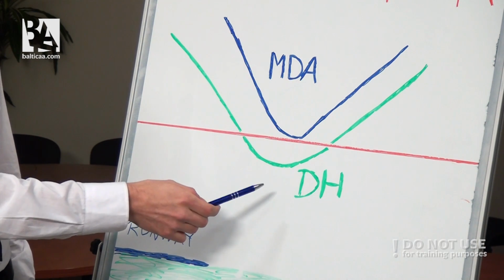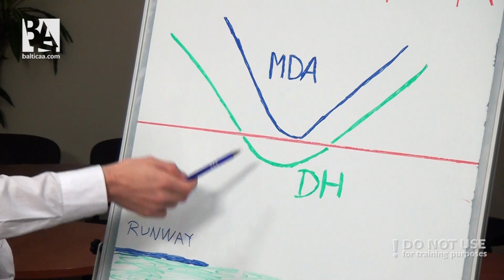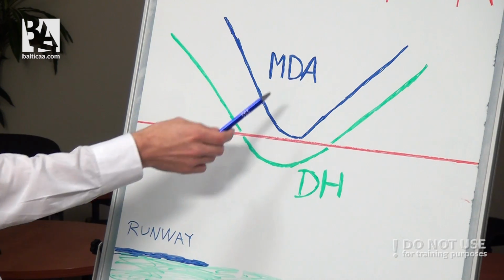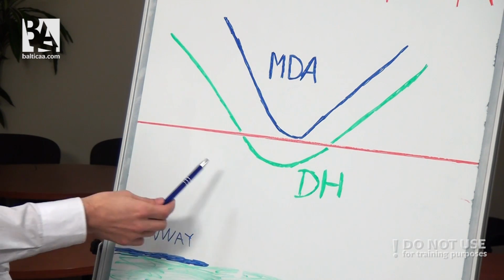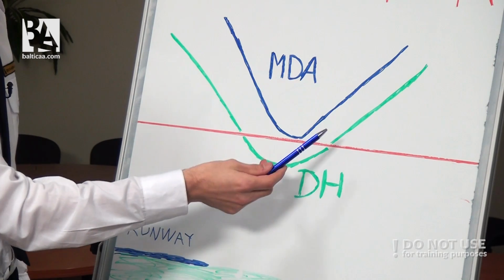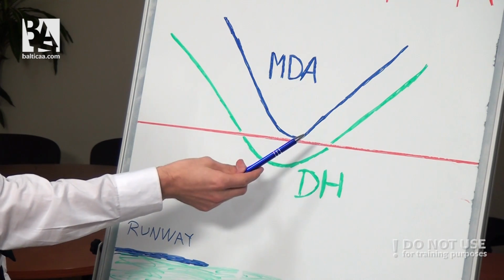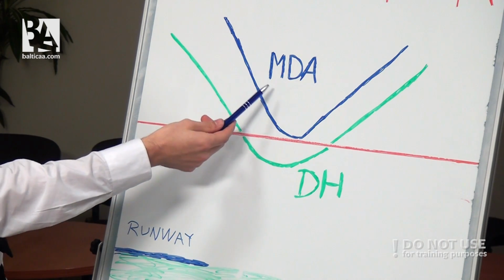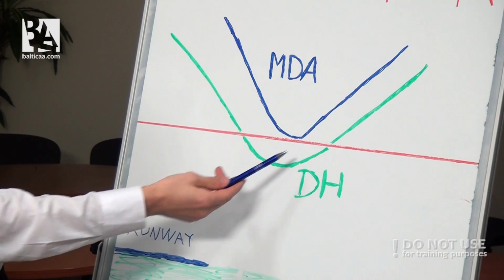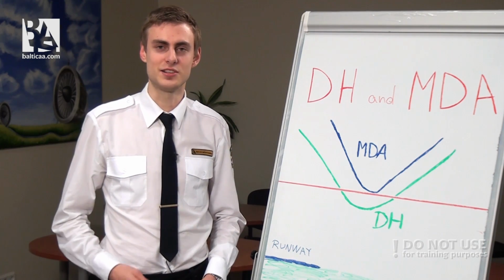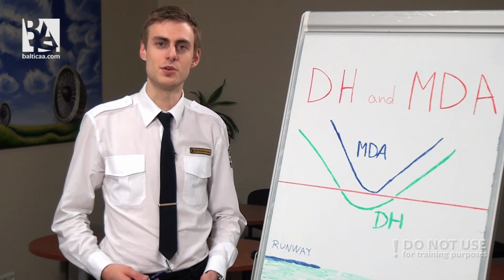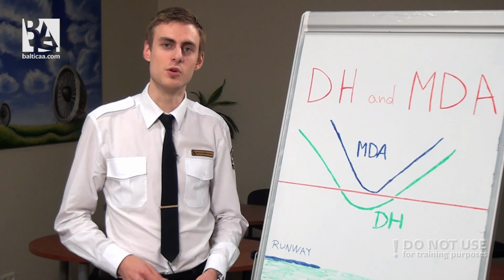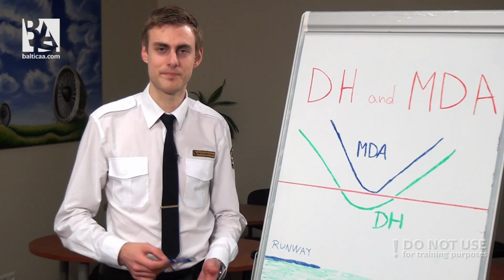Decision height is used in ILS precision approaches, while MDA, or minimum descent altitude, is used in non-precision. When we are using decision height, we have to decide about go-around or landing at the height. But if we have minimum descent altitude, we have to decide before. When we fly category 2 and 3, we will use the radio altimeter for decision height, but when we're flying category 1, we will use the barometric.